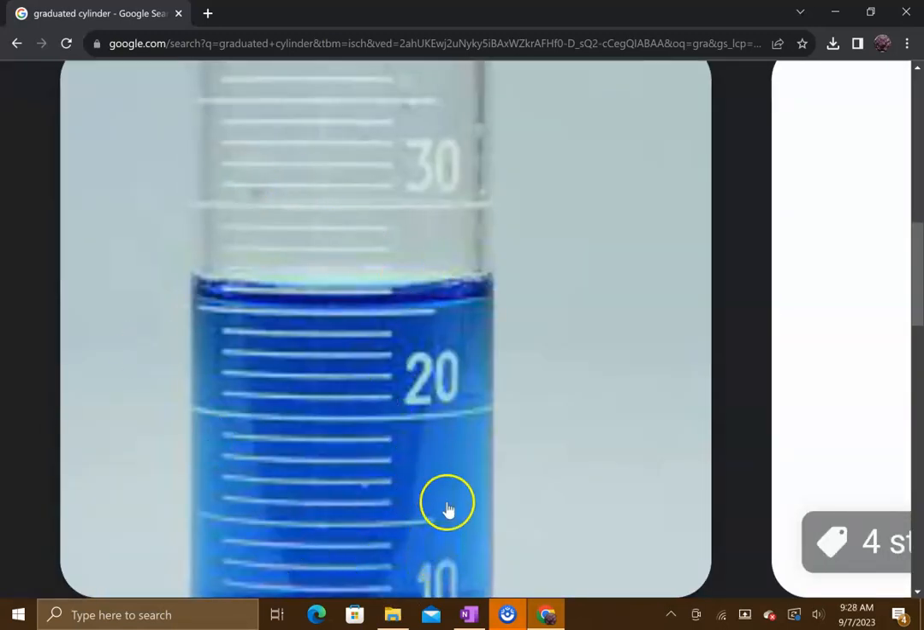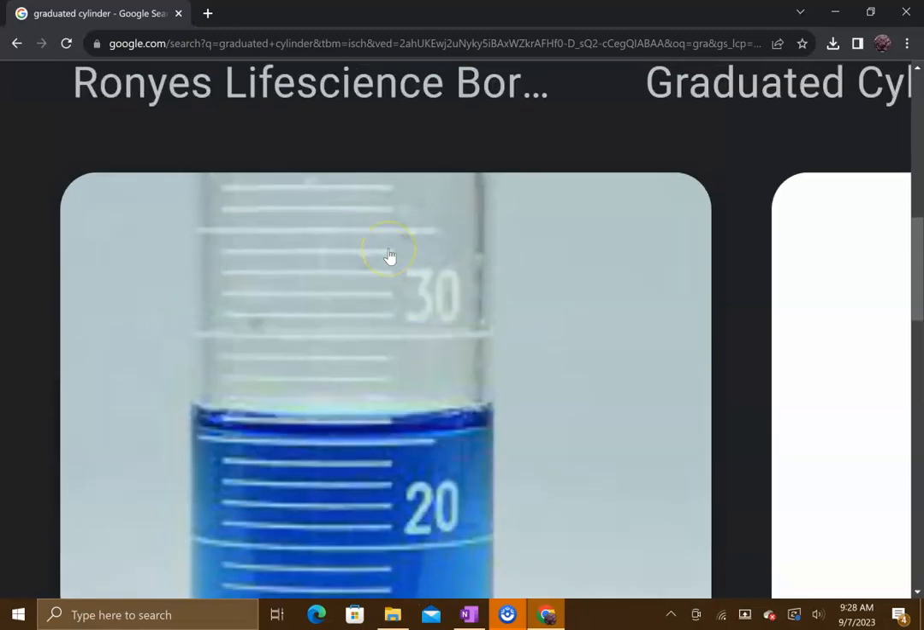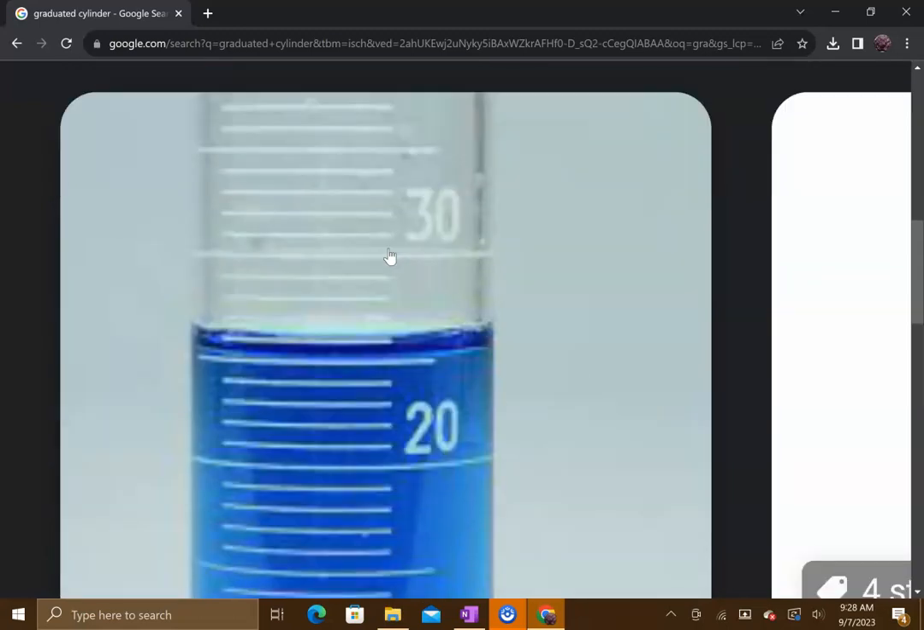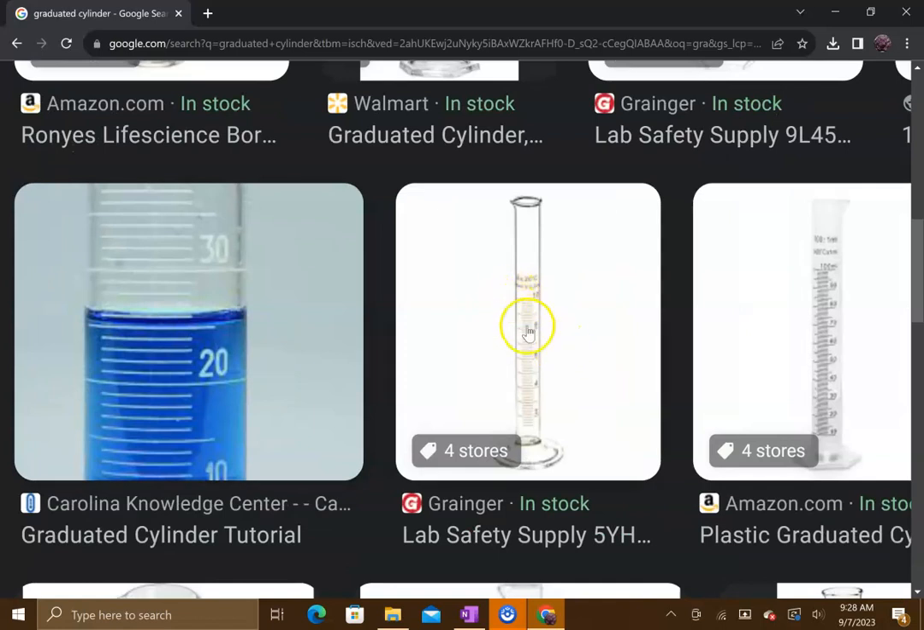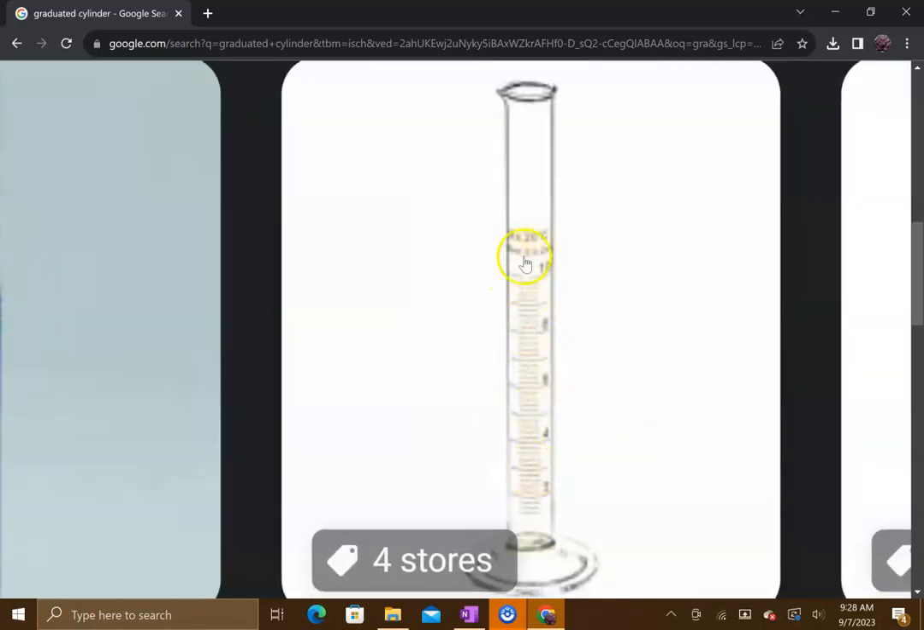So this graduated cylinder measures up to probably 100. I obviously can't tell it's 100, but I can pretty much assure you this is a 100 milliliter graduated cylinder. There are others. So this is one that's most commonly used in the lab. It measures from 0 up to 10.